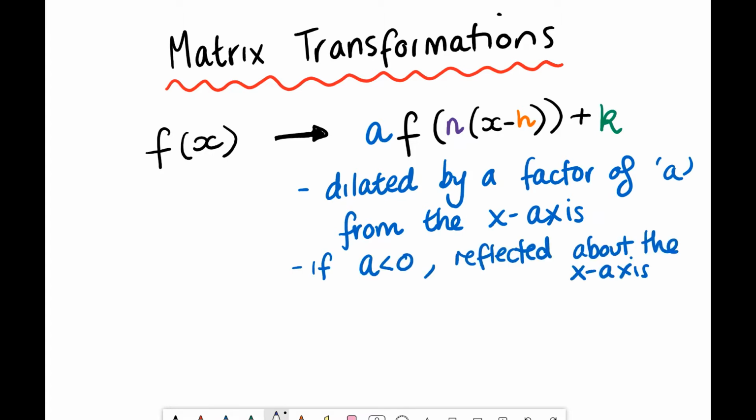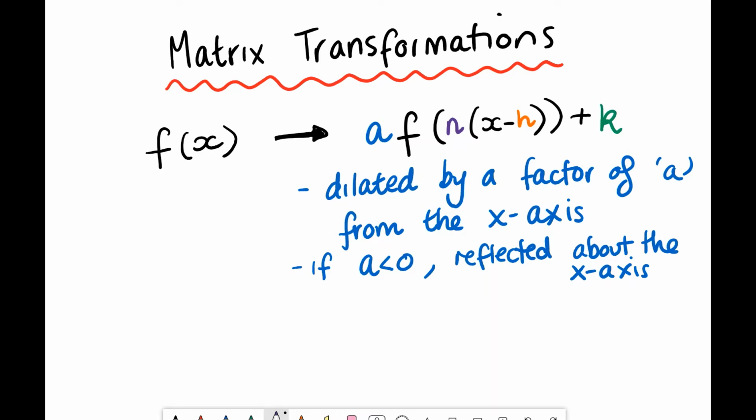So next we can deal with this letter n. Now n exists inside the function. And so this is really, if it was negative, we'd be saying that this is reflected about the y-axis. And it also represents a dilation from the y. So if we're looking at something inside, we might think of it as a dilation or a reflection from the y. That's the really important bit, why I keep saying it.